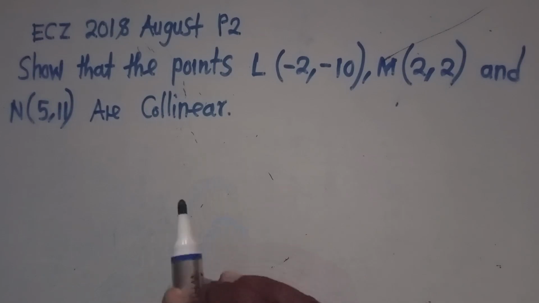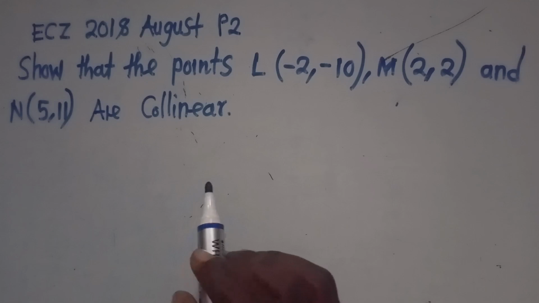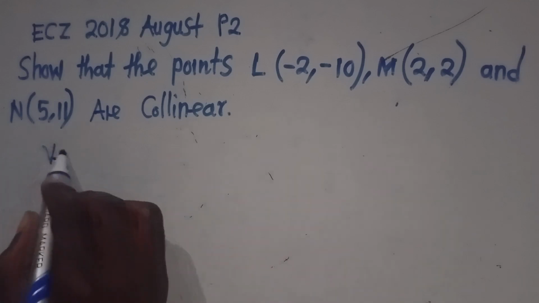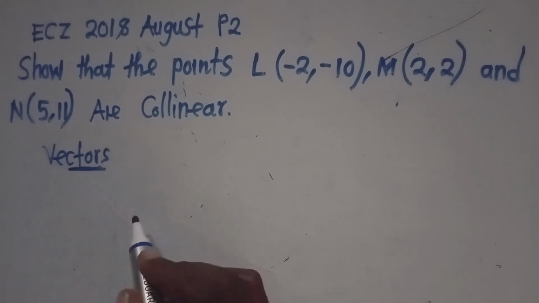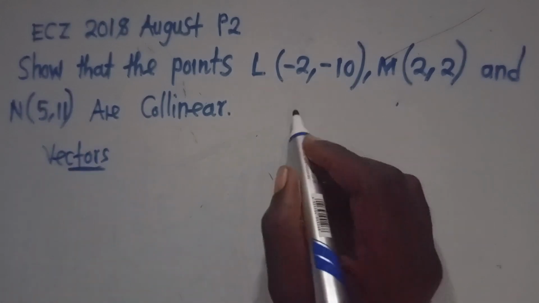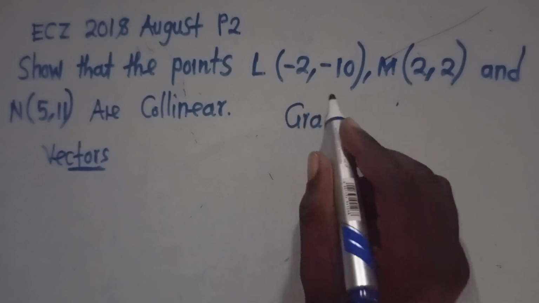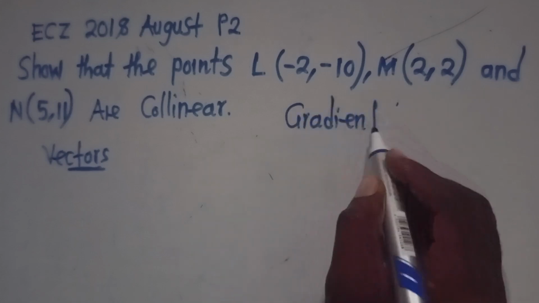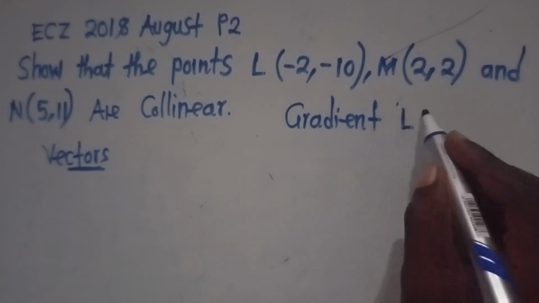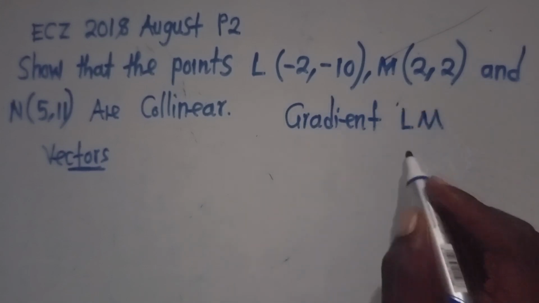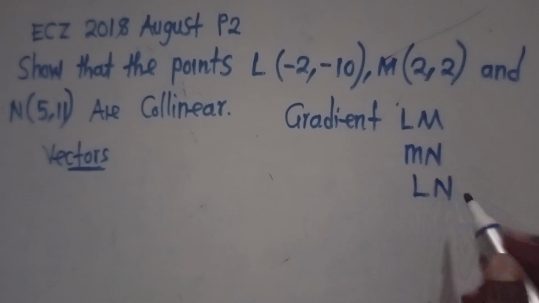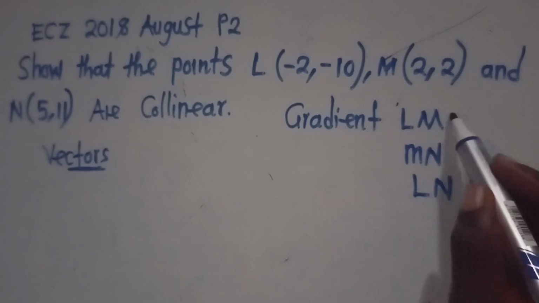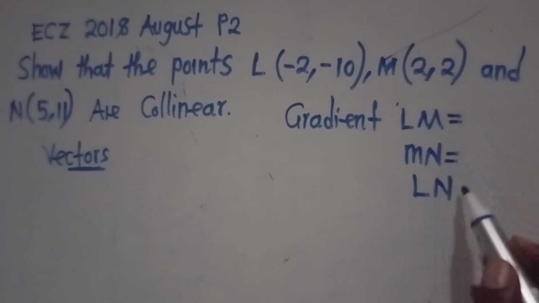You get to answer this question in two ways, but we are looking at vectors, so I'm going to go the vector way. The other way in which you get to show this is to find the gradient. I believe you know how we find the gradient. Find the gradient of LM, MN and LN. If you find the gradient, you discover that the gradient of these points will just be the same.